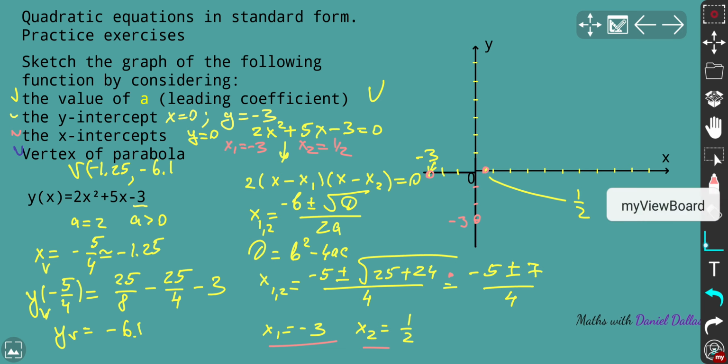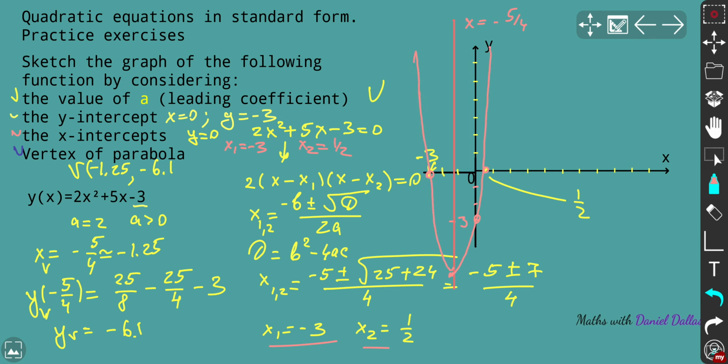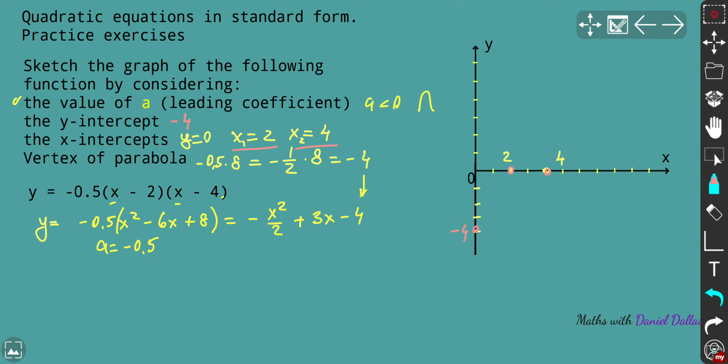And the line of symmetry should go through that point, just going vertically. This is the line of symmetry. By the way, I can write the equation of that line as x equals negative 5 over 4. Around this line I just draw the graph, symmetrical around this vertical axis. And finally we move on to the final one.